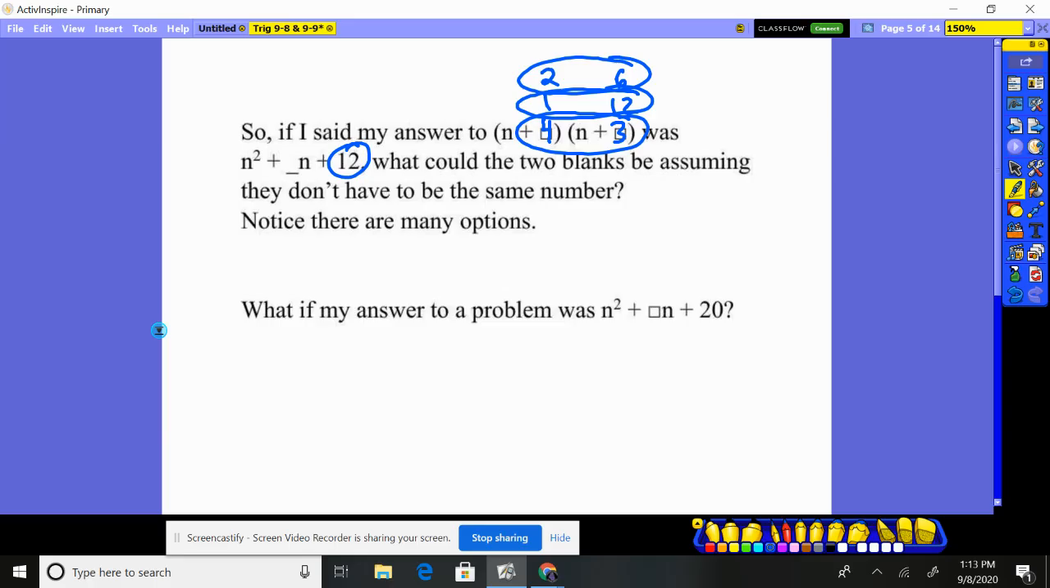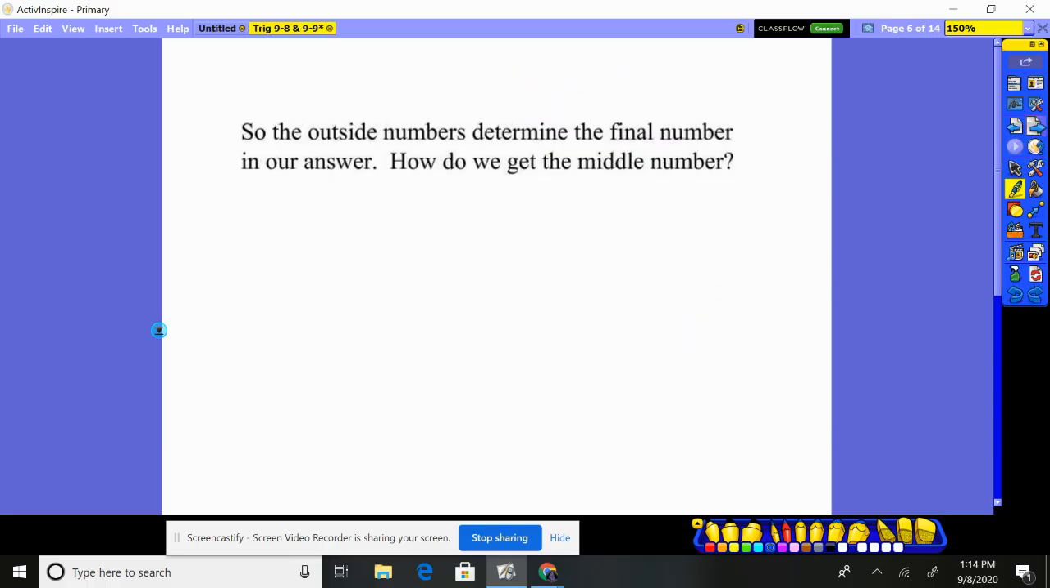What if my answer to a problem was n squared plus so many n's plus 20? What could have created a 20? A 1 times 20, a 2 times 10, a 4 times 5. Those would have been your options. It would have had to have been an n plus 1 times an n plus 20, or an n plus 2 times an n plus 10, or an n plus 4 times an n plus 5. So the outside numbers determine the final number in our answer.